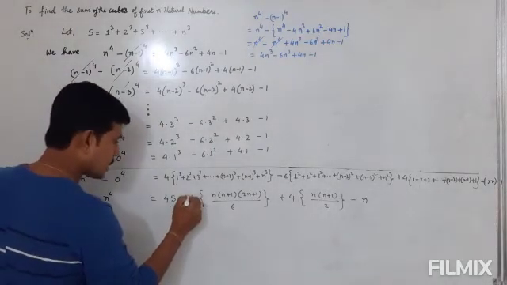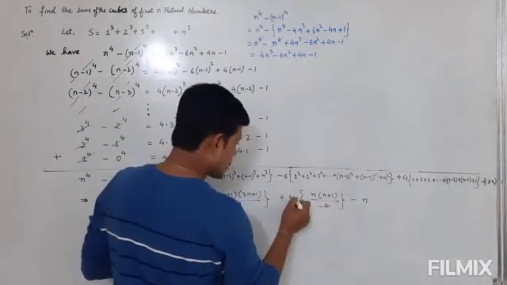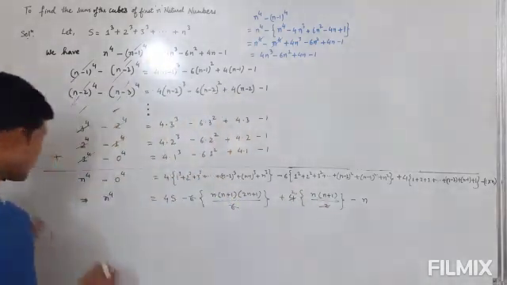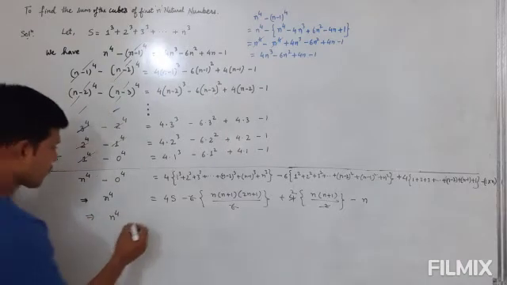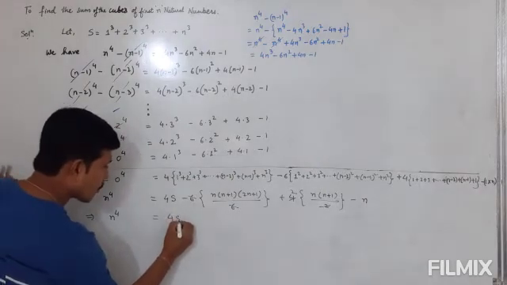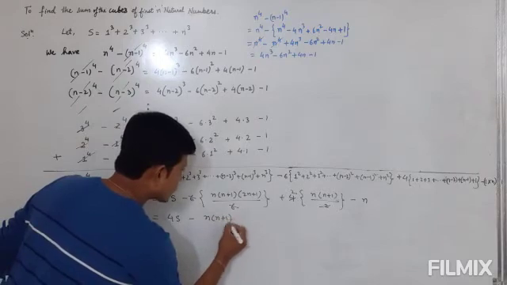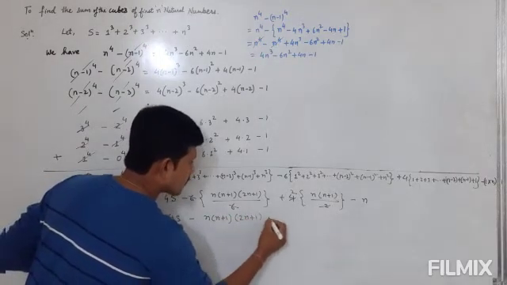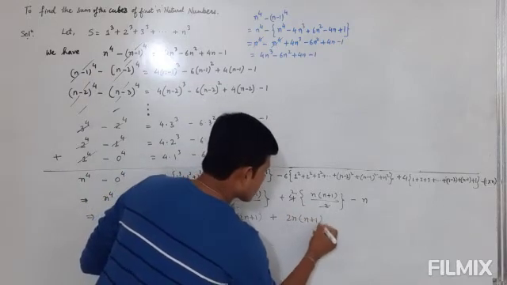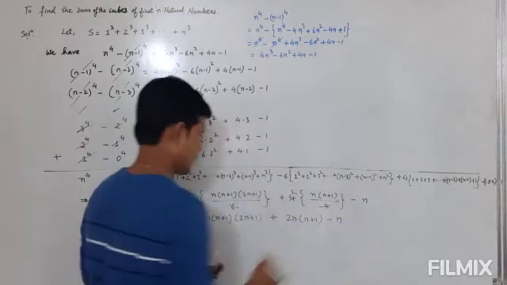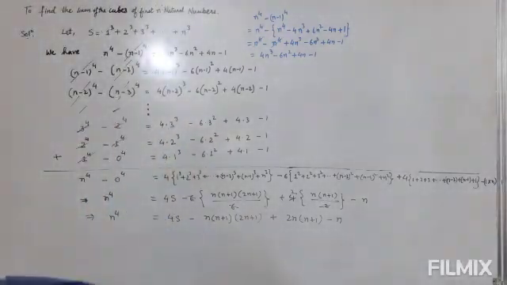Now see, over here when we calculate, this 6 and this 6 get cancelled. 2 times this gets cancelled. So what are we left with? We have n to the power 4 equals 4s minus n times n plus 1 into 2n plus 1, plus twice n plus 1, minus n. Till over here, I hope everybody has understood it.